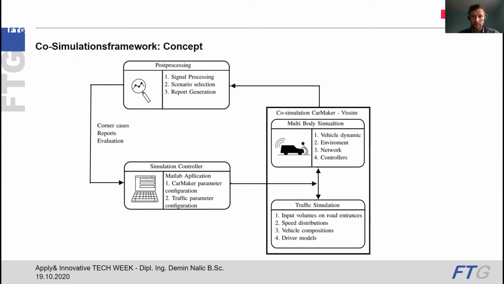In the first part, the CarMaker part, where we have a multi-body simulation, we can implement the vehicle dynamics, adjust our environment, create our network, and implement our controllers and sensors. And the traffic simulation part, which can be adjusted and controlled by the simulation controller part, contains parameters like input volumes, road entrances, speed distributions, vehicle compositions, and driver model parameters.